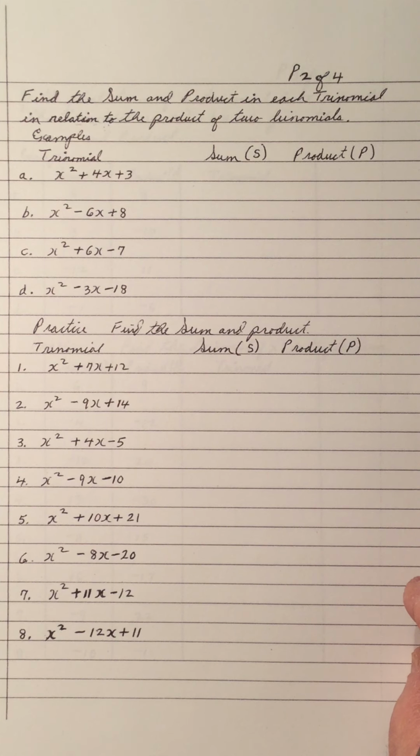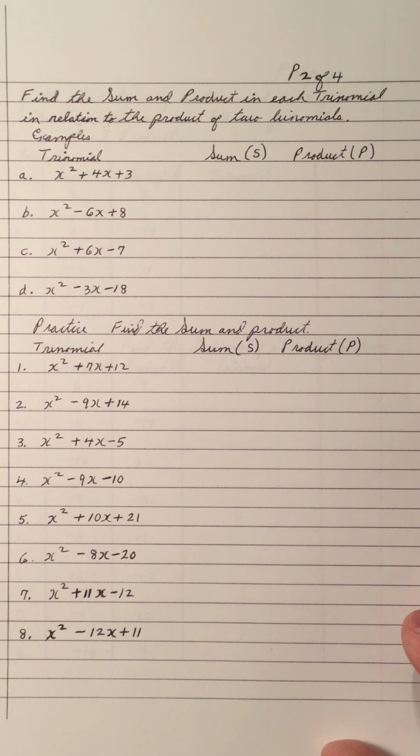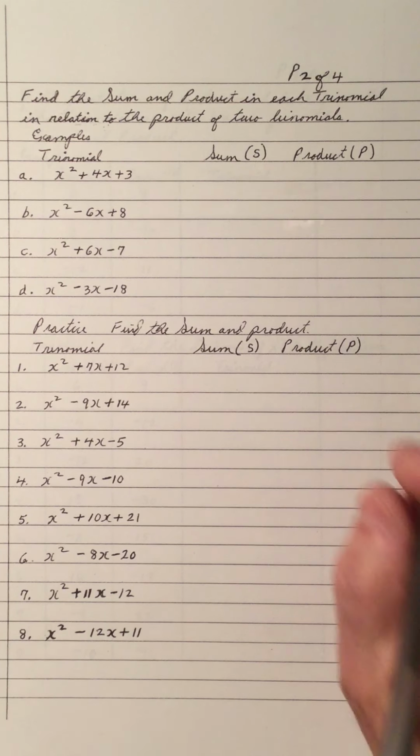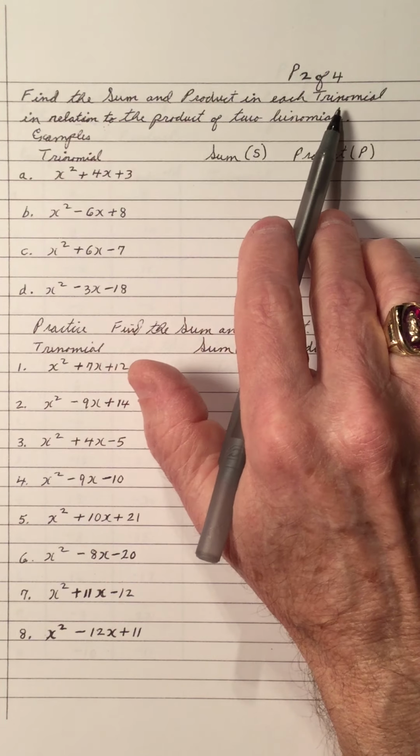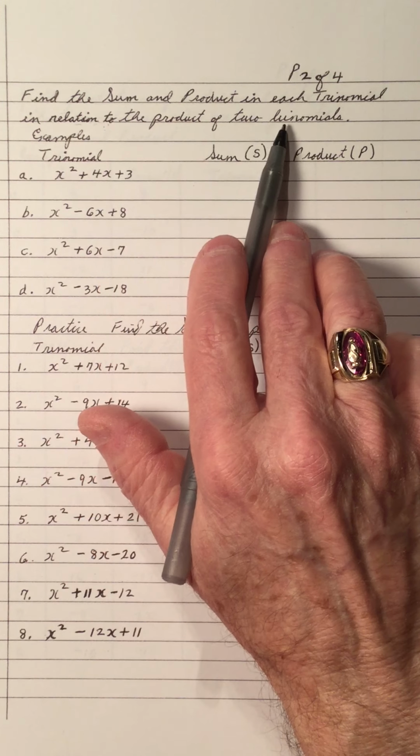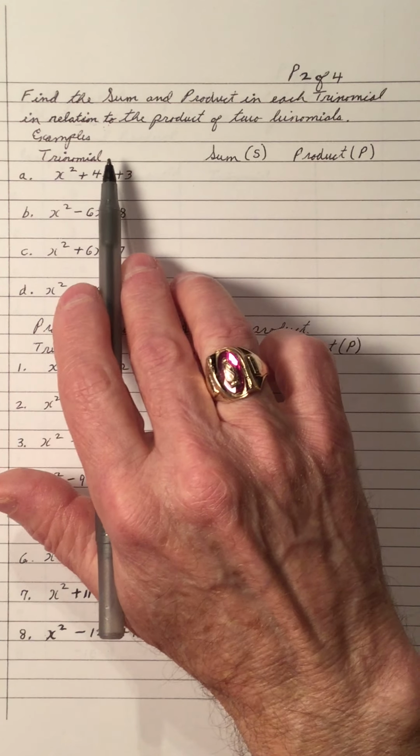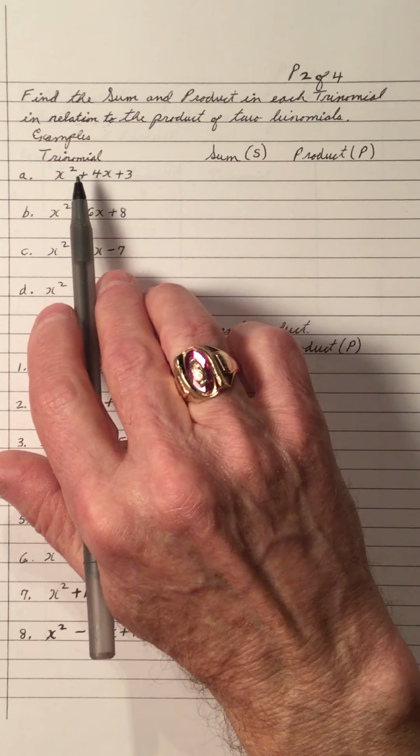Let's practice further. Now we're going to put a little different slant, but the same thing. Find the sum and the product of each trinomial in relation to the product of the two binomials. Let's do some examples.